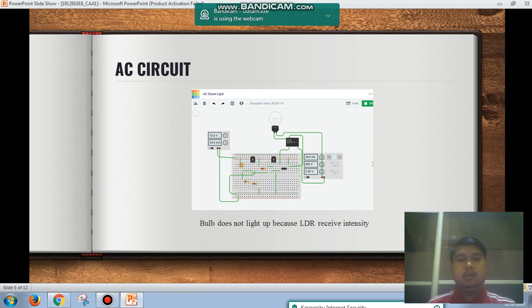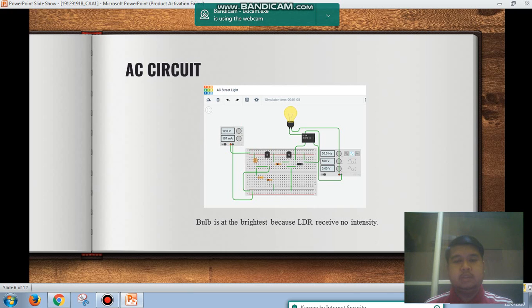Okay, this is the result. AC circuit. The bulb does not light up because the LDR receives intensity. At the LDR, we move from left to right, so it does not light. Second AC circuit. The bulb is at its brightest because the LDR receives no intensity. At the LDR, we move it to the left, so the bulb will light.